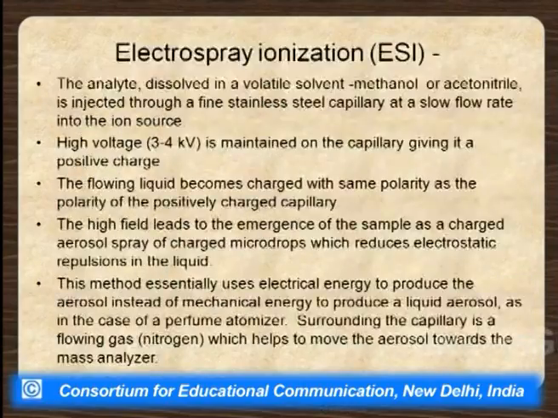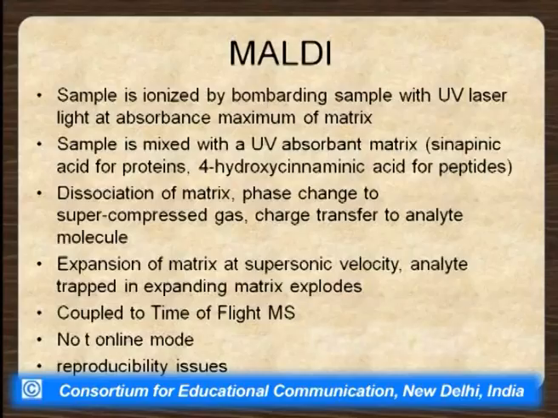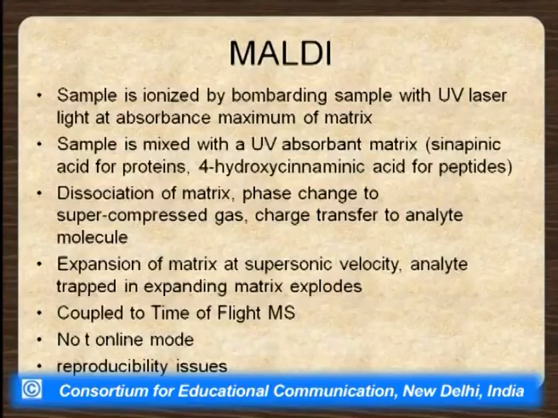The laser used here is a UV laser. The sample is mixed with a UV absorbent matrix. Usually you will have 4-hydroxycinnamic acid for peptides, and this laser will be compatible to the absorption maxima of this absorbent matrix, so that once the laser light falls onto the matrix, it will absorb the radiation and transfer it to the nearest peptide. This way the dissociation of matrix will occur, where phase changes to the supercompressed gas and charge transfer to the analyte molecule will occur.